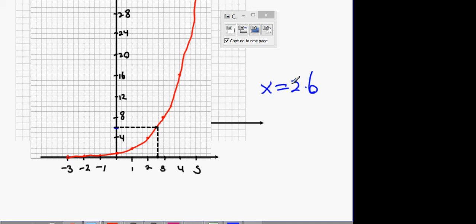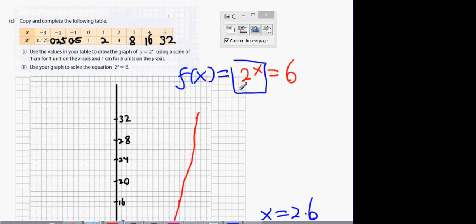How do I know we're talking about the output, guys? Because 2 to the power of x is the output. X is always the input. Whatever else is usually the outputs. Who got that? 2.6. Are you 2 or 3 people? Okay, guys. Next one. What's the next one you want me to do?